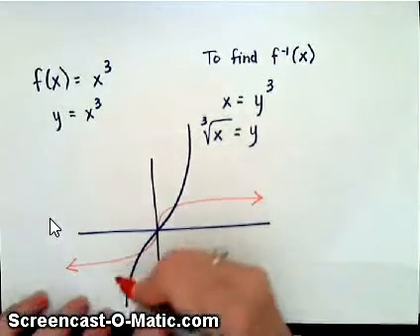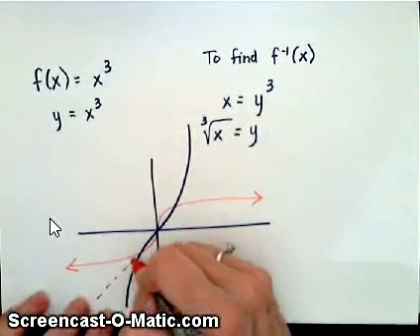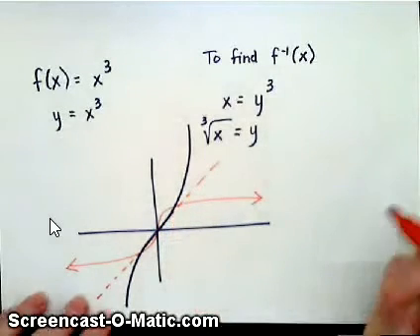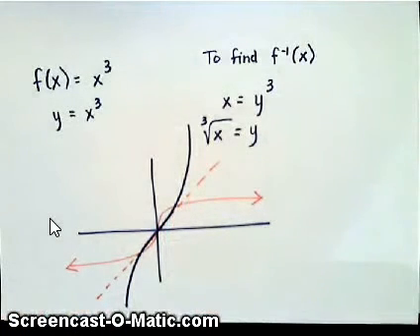Okay, now if you draw the line y equals x, and remember I'm just sketching, so this is not going to be perfect, they should reflect across each other. This is a characteristic of inverse graphs.